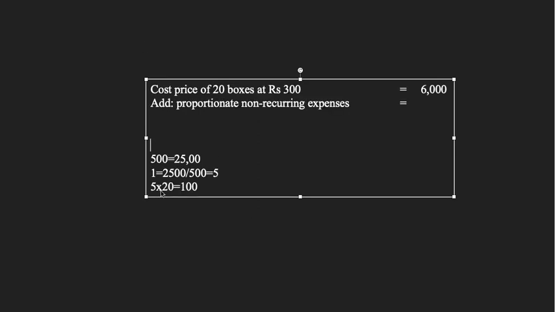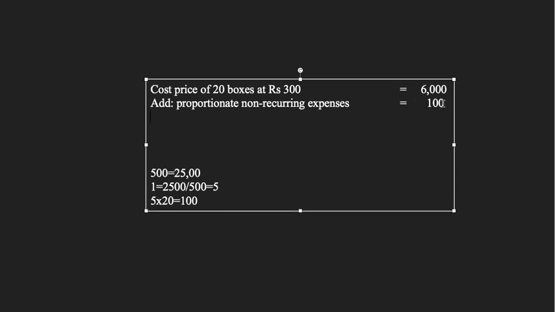So the total amount here would be 5 rupees into 20 boxes which were lost, which is 100 rupees. So we are going to take this 100 rupees here, right? Write down this 100 rupees here. So the total non-recurring expenses here is now how much? The total is 6,100 rupees.